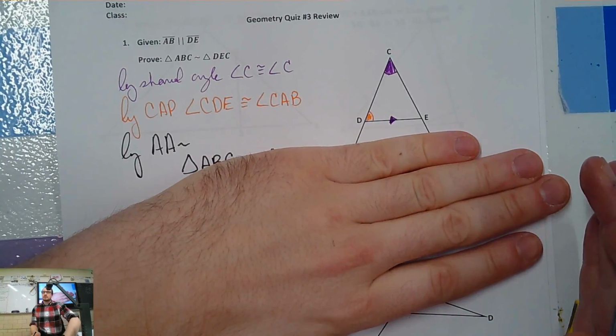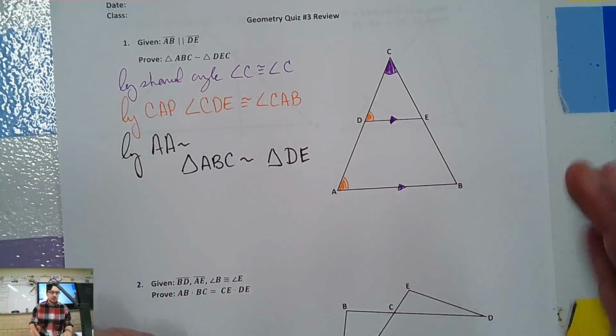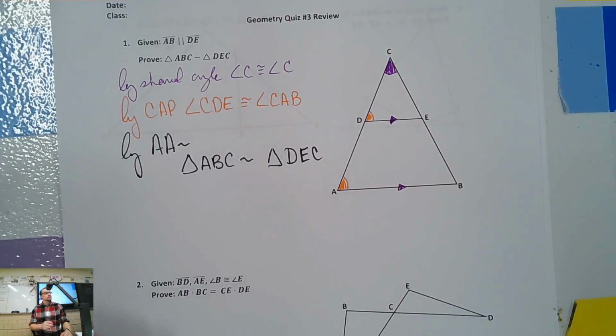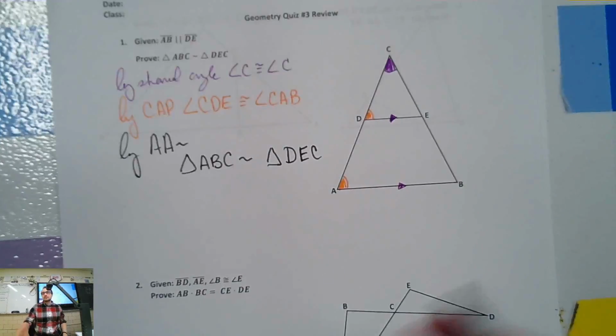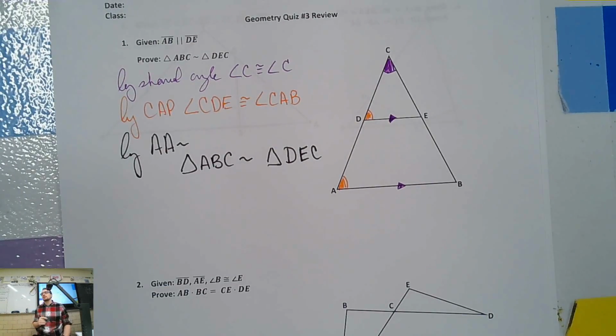How about we just do the first page? Wait, C. C, right? It's a shared angle. Yeah, they both use it. So the two triangles are similar, and look, that's what they wanted. We're done. Questions, comments, concerns?